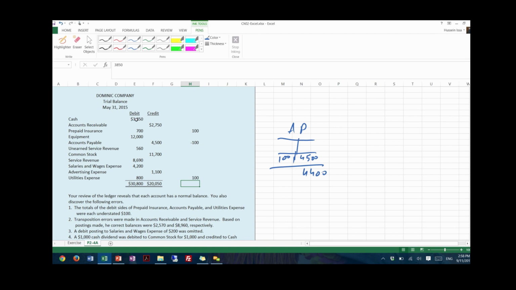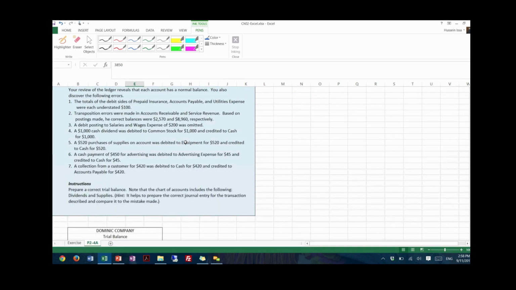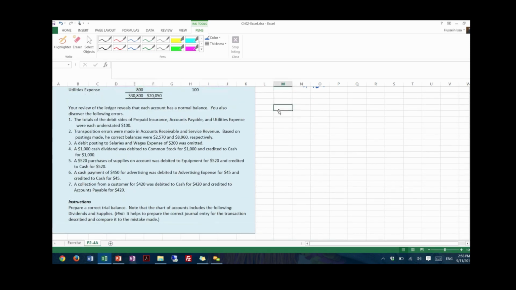Now let's do cash, and I'll tell you later on how we can deal with that. So we started with 3,850. So for cash, we have 3,850. What do we have here? Let's look at them one by one and see which ones affected cash. Transposition errors were made in accounts receivable and service revenue. Cash was not involved. A debit posting to salaries and wages expense of $200 was omitted.